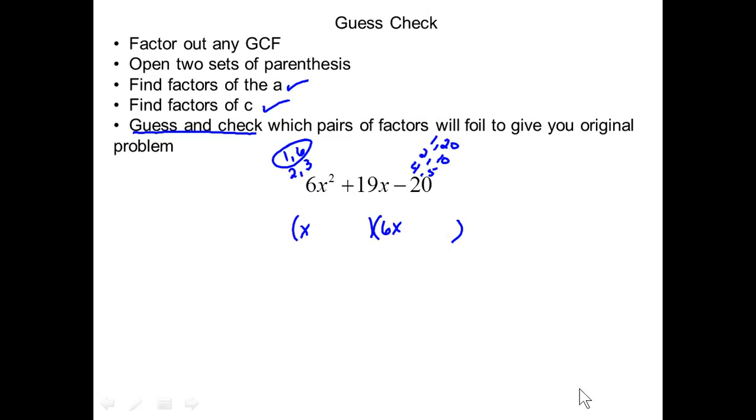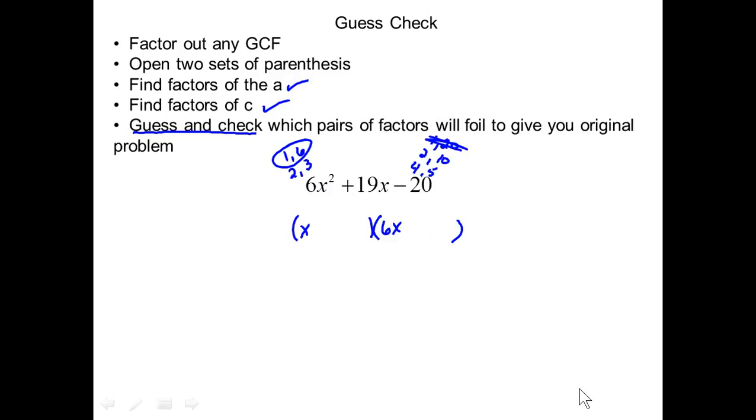So let's reverse it. Let's do 20 and 1, because we're trying to come out with 19. So we're doing the O and the I of whole, just the open eye. The outer 2 is going to give me 1. The inner 2 is going to give me 120. Is that going to give me 19? No. So the 1 and the 20 will not work. Mark it off.